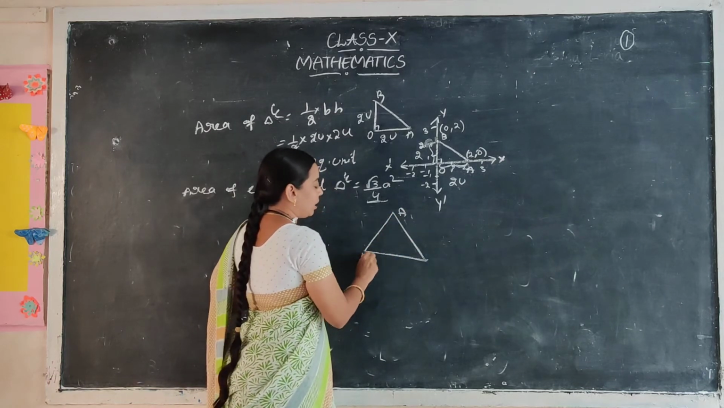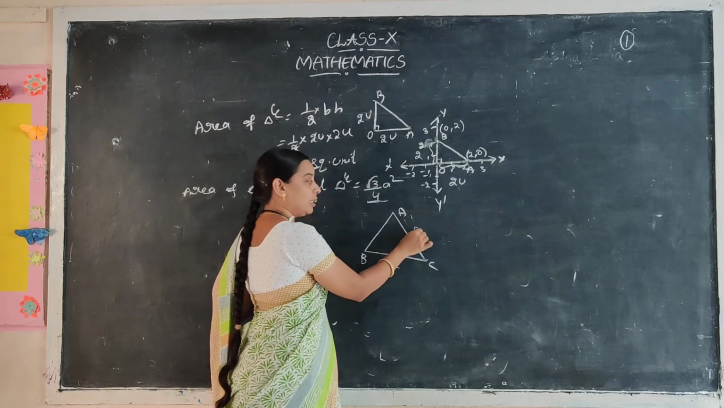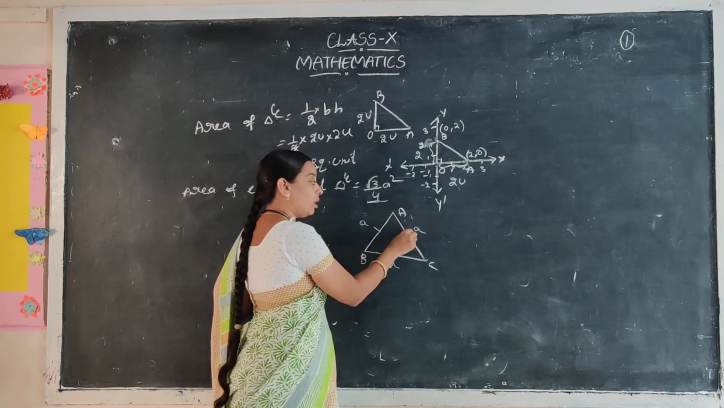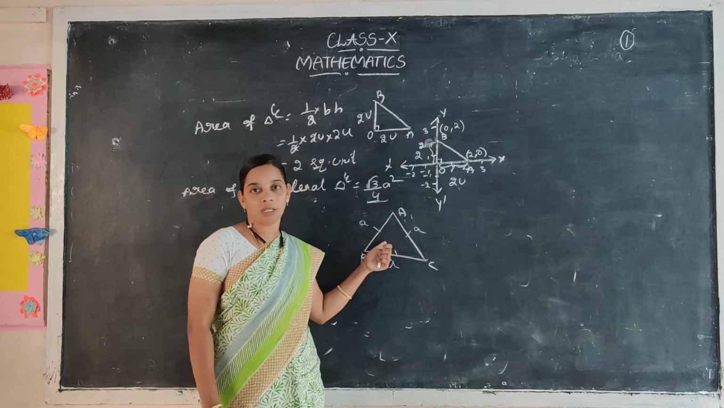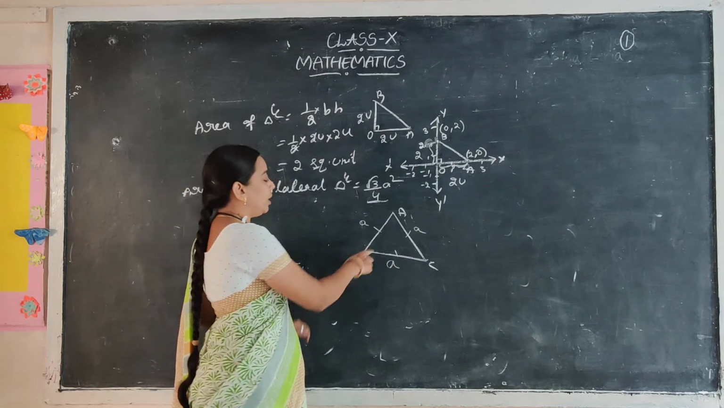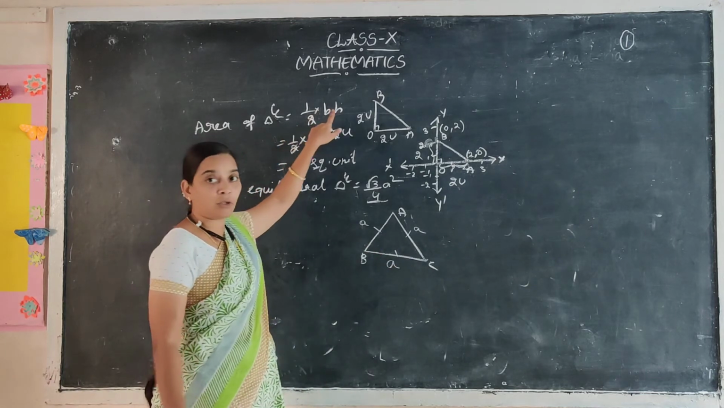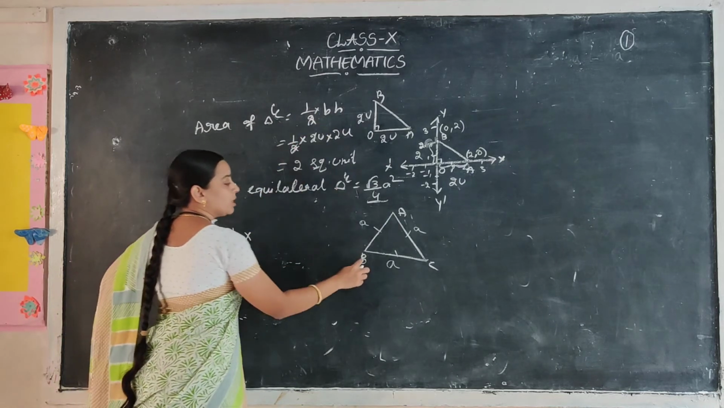Suppose this is an equilateral triangle ABC. Suppose this length of side is a and this also a, because all these are equal sides. Why? This is an equilateral triangle, so all the lengths are the same. Now area of a triangle, everyone knows, is half into base into height, no? Half into base means how much?